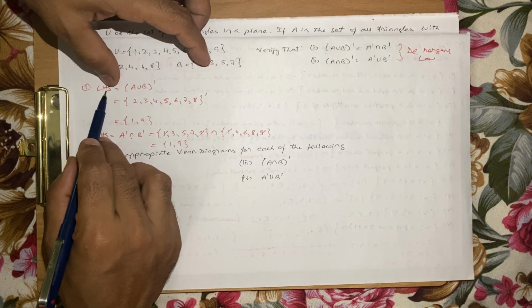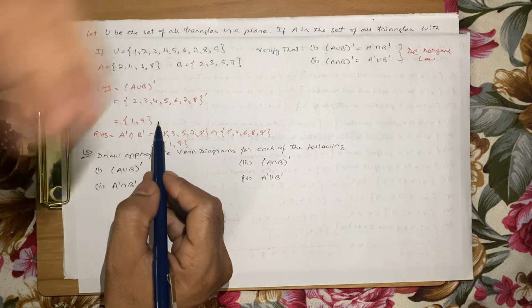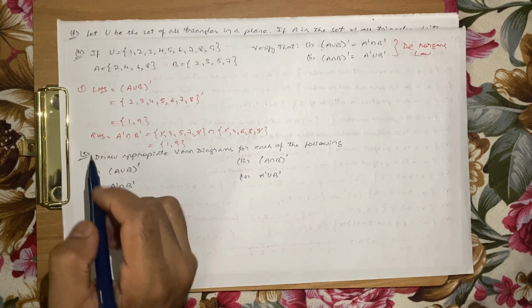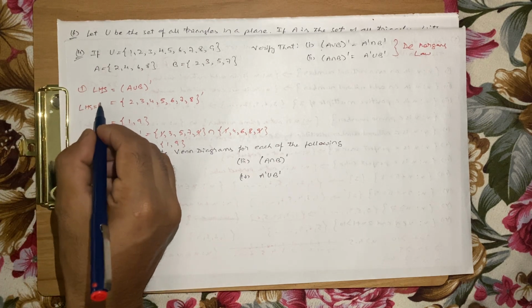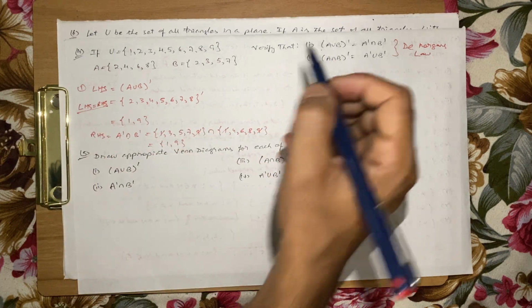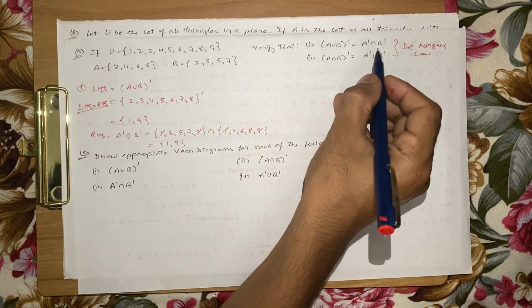Now check. When you took the left hand side, you got the set to be 1 and 9. And when you took the right hand side, you once again got 1 and 9. Means left hand side is equal to right hand side, right? So what can I say? That this is equal to this, hence proved.